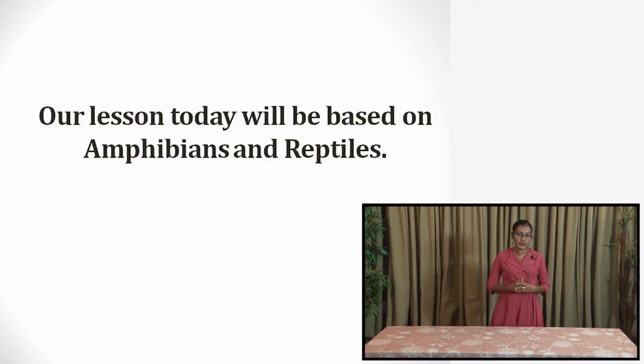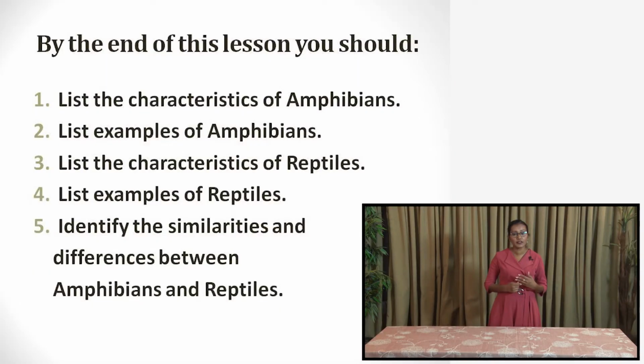Now, our topic for today is based on amphibians and reptiles. By the end of this lesson, you should: 1. List the characteristics of amphibians. 2. List examples of amphibians. 3. List the characteristics of reptiles. 4. List the examples of reptiles. And 5. Identify the similarities and differences between amphibians and reptiles.